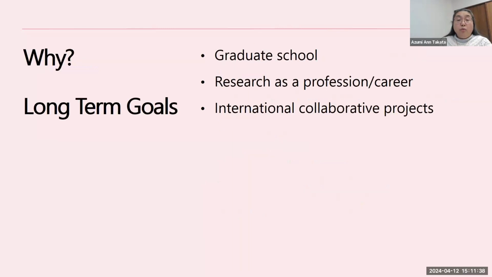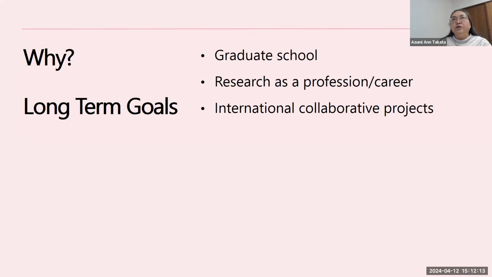Okay, so I'm going to start with why, in terms of why do you want to do an independent research project? Why might you want to do an independent research project with the Fulbright Fellowship? In terms of first long-term goals, you might be thinking about maybe eventually going to graduate school, or maybe you're already in graduate school and thinking about doing a research project, either as a part of your master's thesis or a capstone project, or maybe a PhD dissertation.